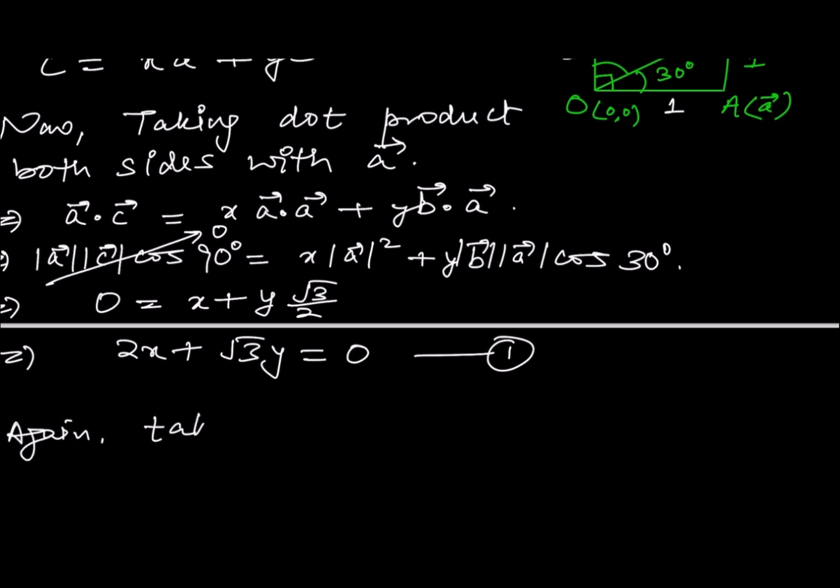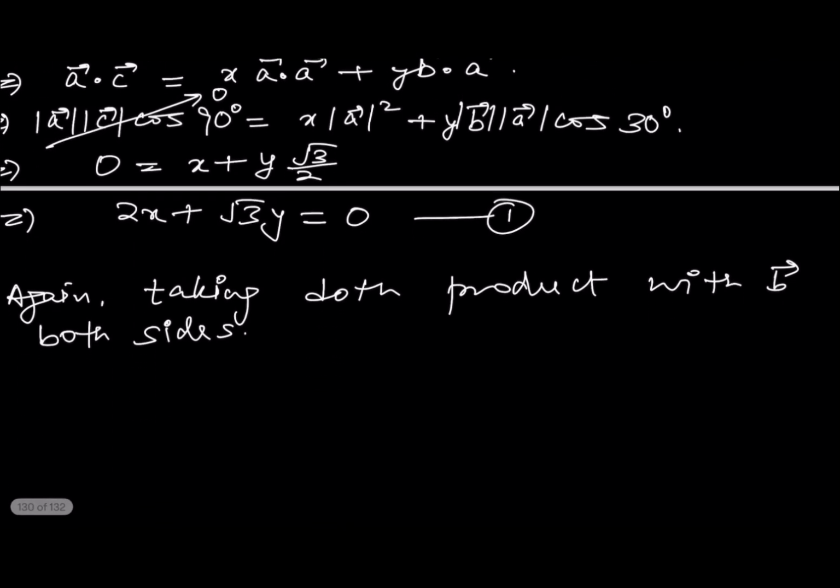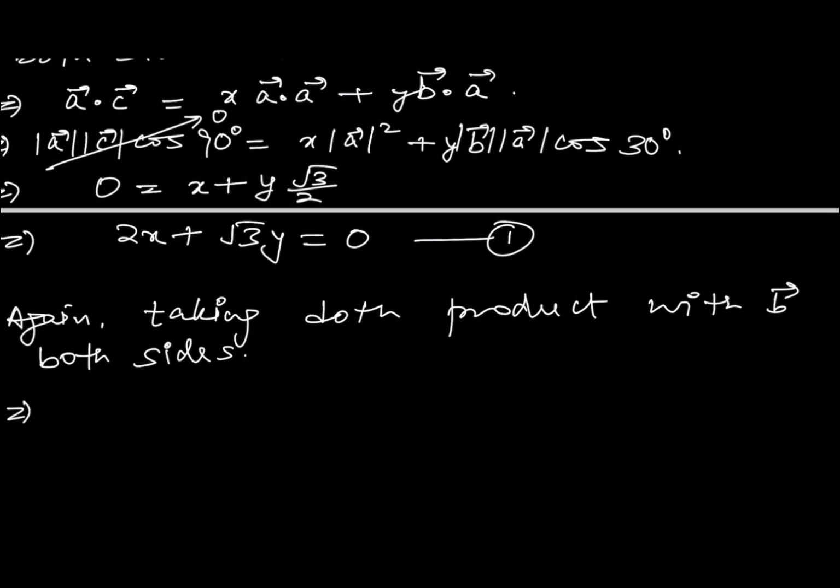Now again, taking the dot product with the B vector on both sides. If I do this, then it will become B dot C is equal to x A dot B plus y B dot B.